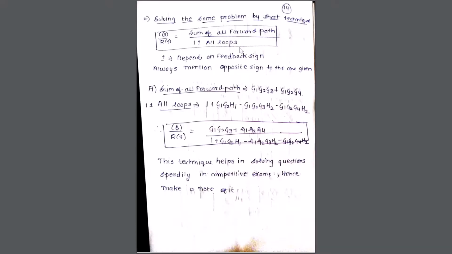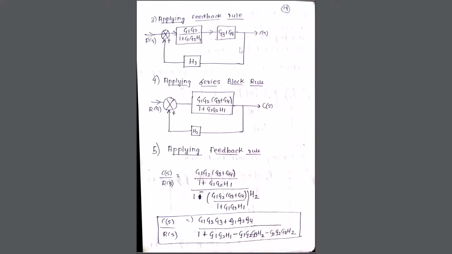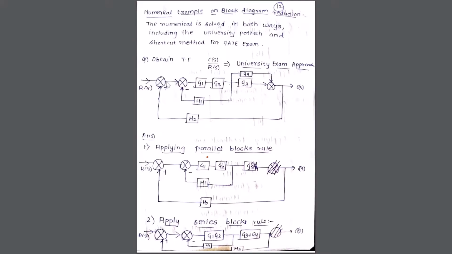Now the loops which are going to be there are going to be these. One is this loop. So it's going to be 1 plus, because you have a minus, you have to use a plus, G1, G2, H1. Then we are going to have G1, G2, G4, H2. And then we are going to have G1, G2, G3, H2. So if you are getting confused, please pause the video. Refer to the PDF given to you. You will be able to understand.